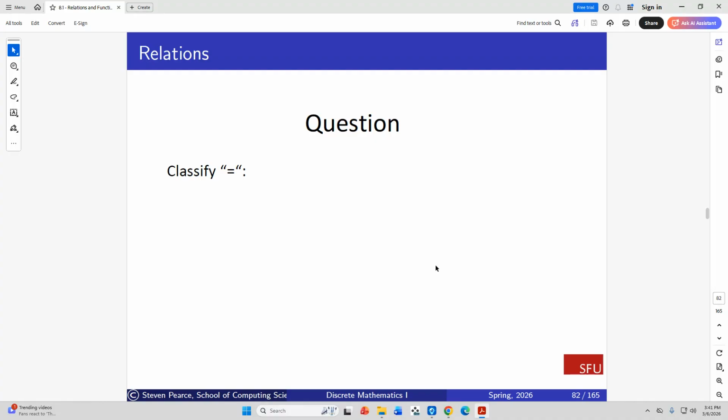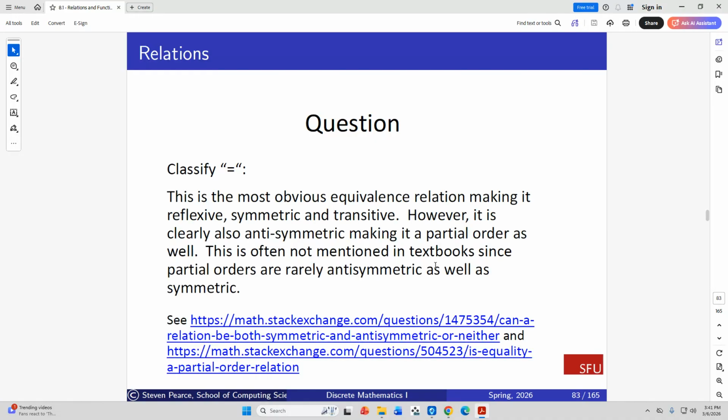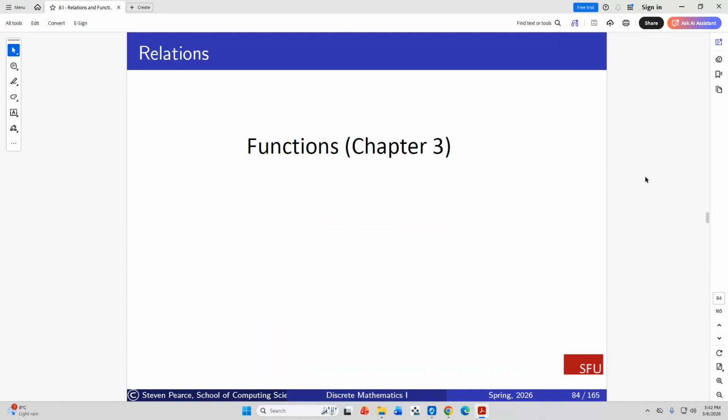So the relation here, we've already done this. This is the most obvious equivalence relation, making it reflexive, symmetric, and transitive, yes. However, it is clearly also antisymmetric, making it a partial order as well. That's interesting. This is often not mentioned in textbooks, since relations are rarely antisymmetric as well as symmetric. So they can satisfy both of these. You can look at Math Exchange for that very interesting tidbit.